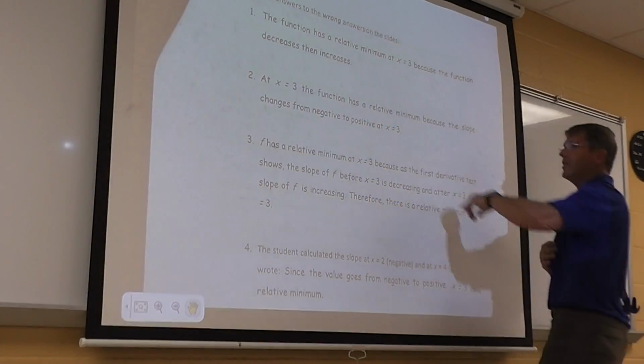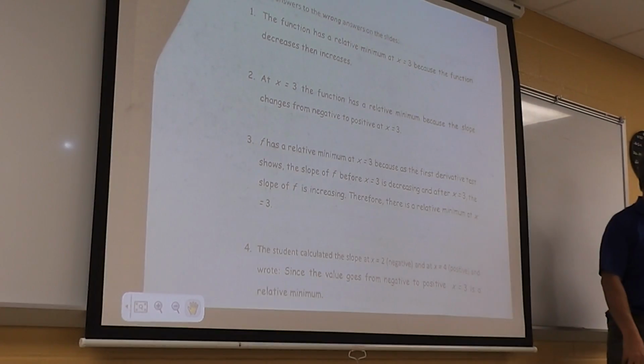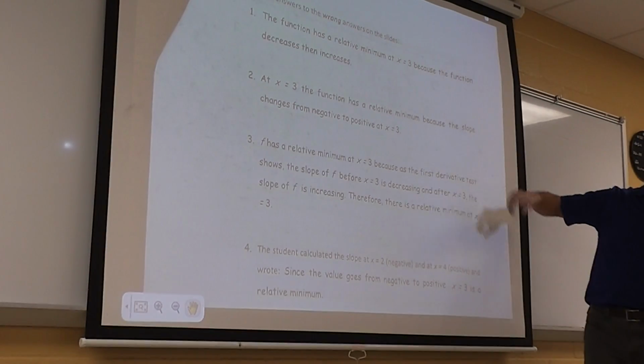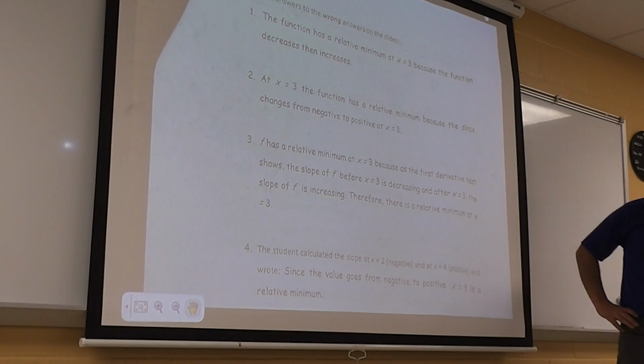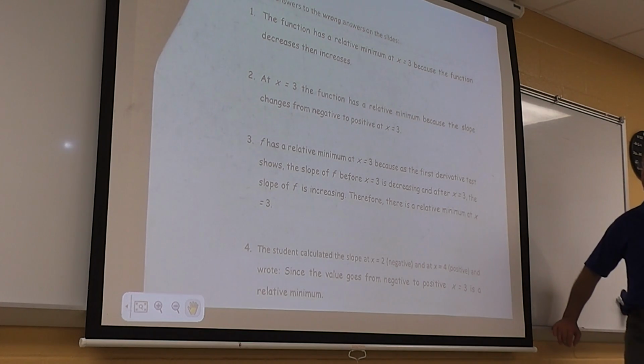Person 2 here. These probably are really excerpts of what actual students wrote on the different exams. They'll pull those and show us. At x equals 3, the function has a relative minimum because the slope changes from negative to positive at x equals 3. Not good enough. Why is it not good? The slope of what? The function. What if it said the function? Would that be right then? This doesn't say the slope of the function.